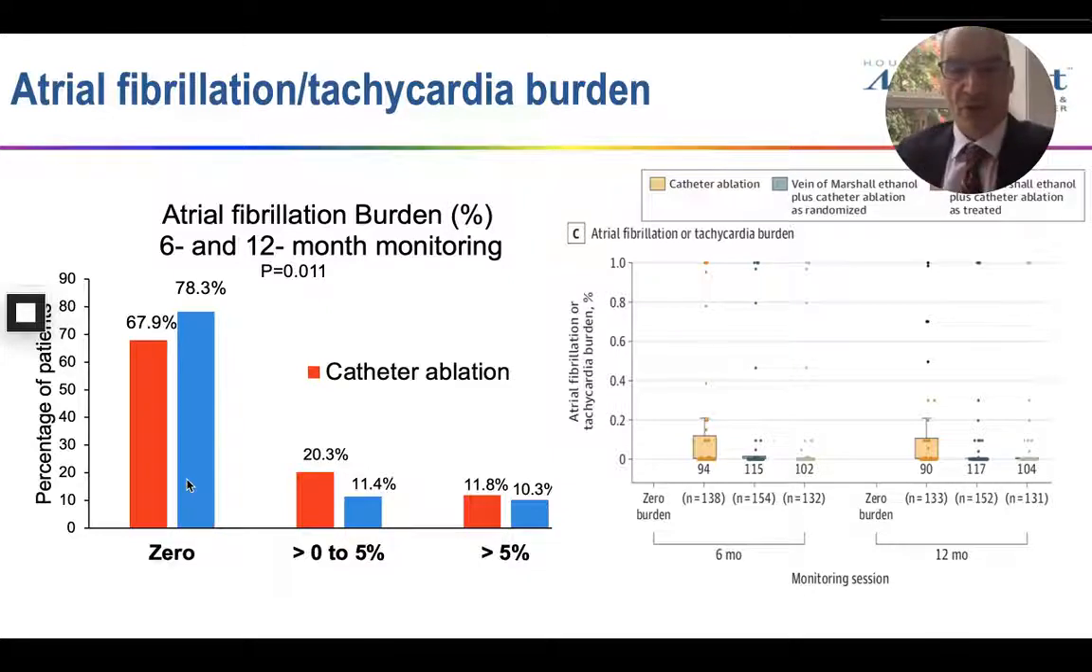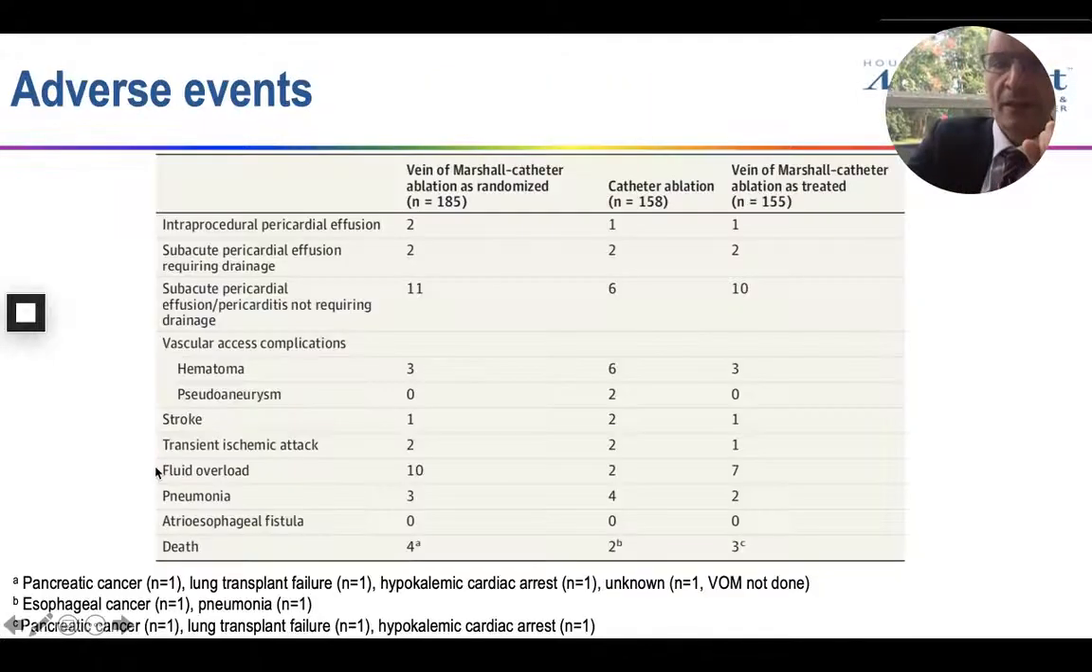This is the distribution of AFib burdens. It's simpler to see in the left bar graph that more patients in the VOM group had zero AFib than higher percentages compared to the control group. There were adverse events. The most common adverse event that was perhaps slightly higher numerically in the VOM group was fluid overload. Other adverse events were very similar.